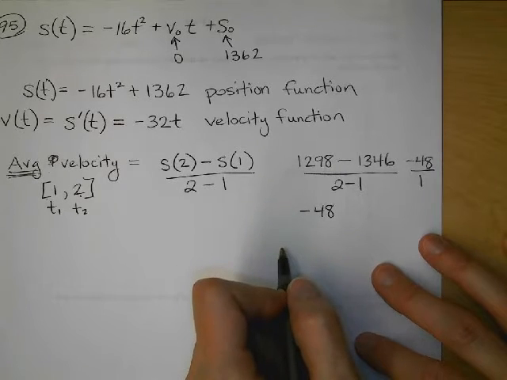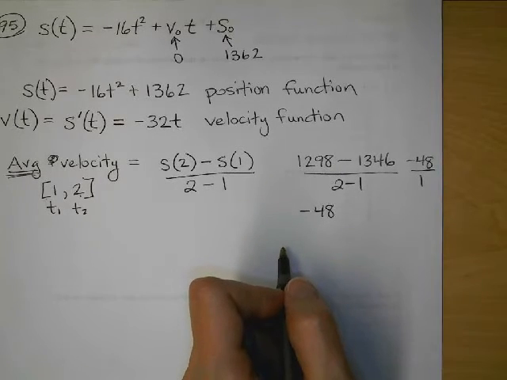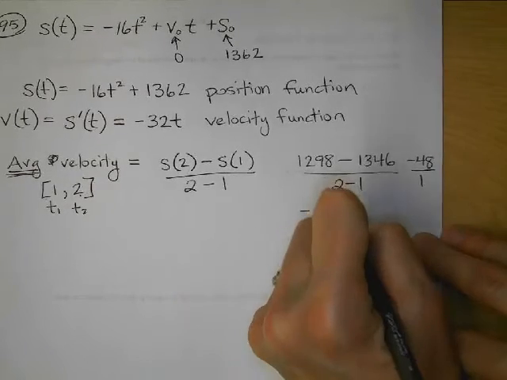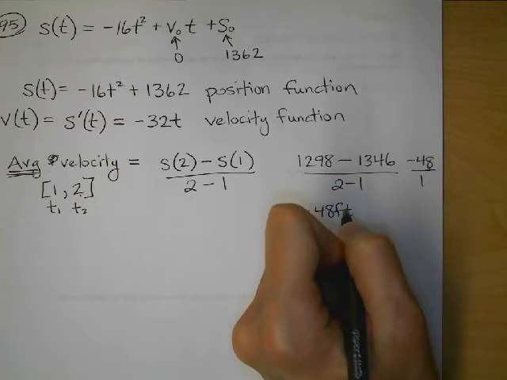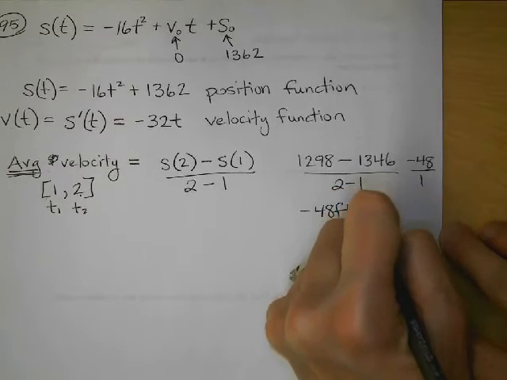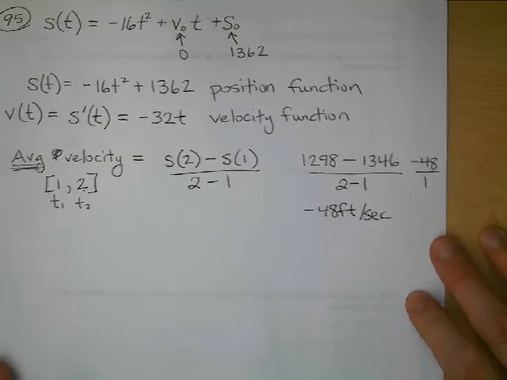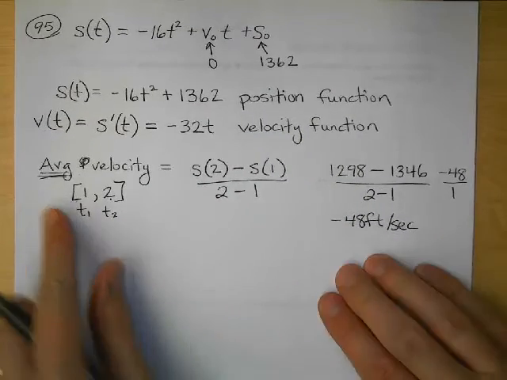And we can label it because I think they gave us feet. They said you're up at 1362 feet, so it's feet per second times in seconds. So that's your average velocity, negative 48 feet per second.